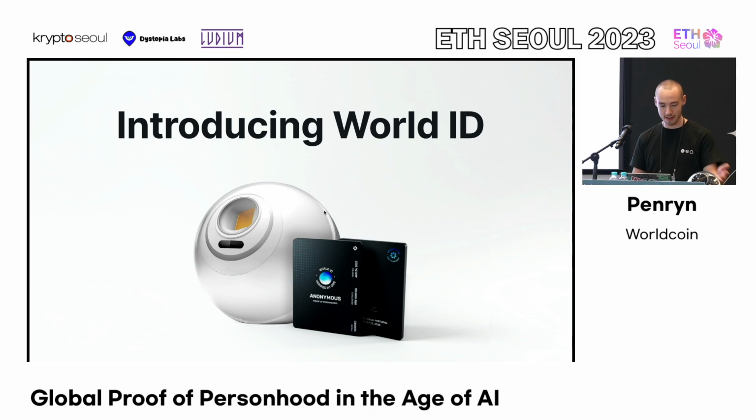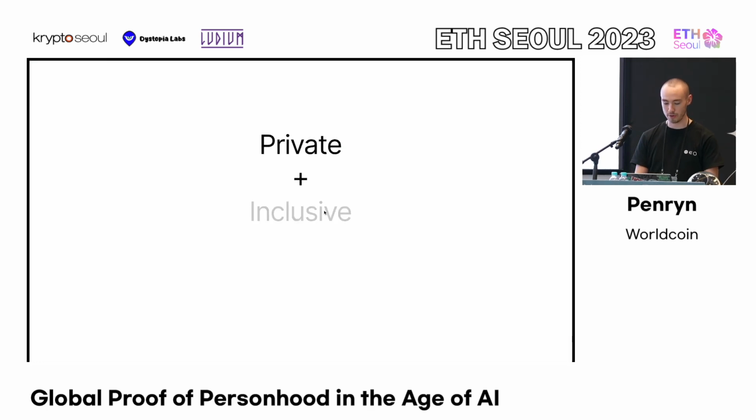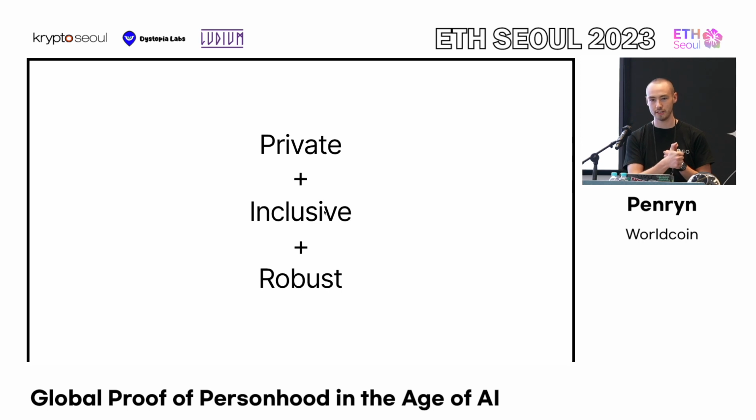So to solve that problem, we have World ID. It's private, inclusive, and robust, right? Those 3 things are super important because we want as little information as possible about which real human you are, which is a big issue with a lot of other ways that you prove you're human. We want it to be inclusive so that as much of humanity as possible can be a part of the system to prove that they're human, and we want it to be robust to ensure that one person gets one identity in World ID, and you can't have multiple accounts per person.